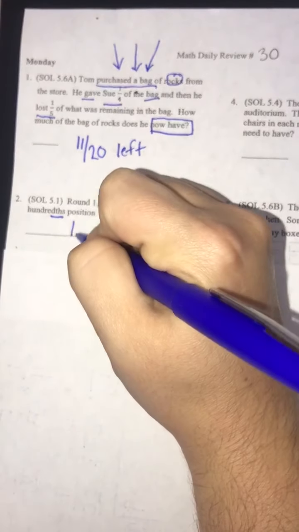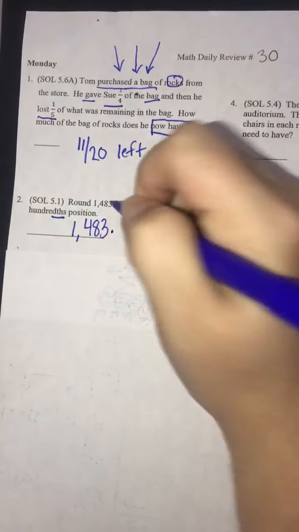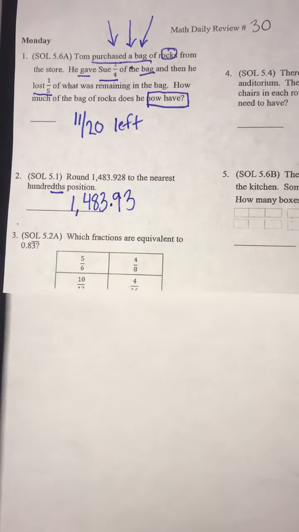So our rounded number is going to be 1,483 and 93 hundredths. Got that? Perfect. All right, we're going to do number 3.